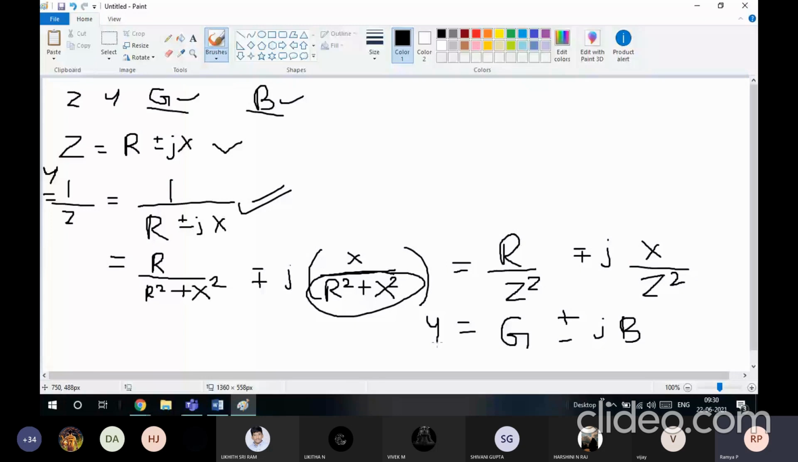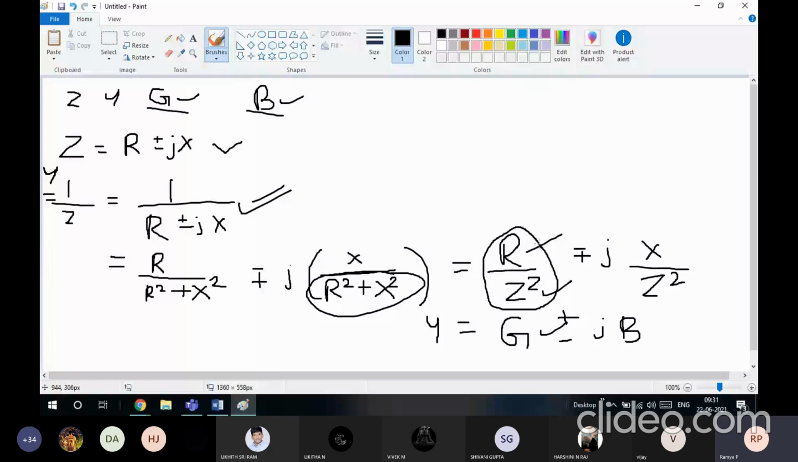Or if you want to give the definition for the conductance, g is the ratio of resistance to the square of impedance. You have to remember the formula for g. G is nothing but r by z square, or in words, the ratio of resistance to the square of impedance. That is nothing but your conductance.